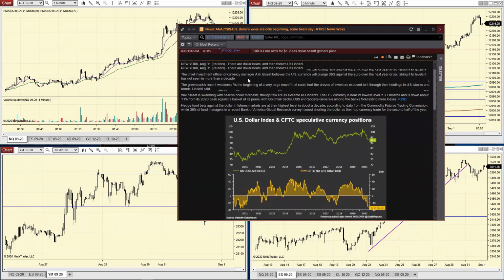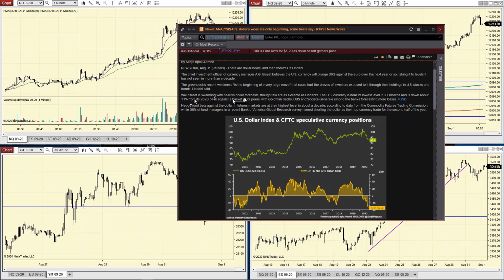there are dollar bears, and then there are bears. Then there's Ulrich Lindell, the chief investment officer of currency management. The U.S. currency will plunge 36% against the euro over the next year or so, taking it to levels it's not seen in more than a decade. The greenback's recent weakness is the beginning of a very large move that could hurt the droves of investors who have piled into holdings of U.S. stocks and bonds, Lindell said.